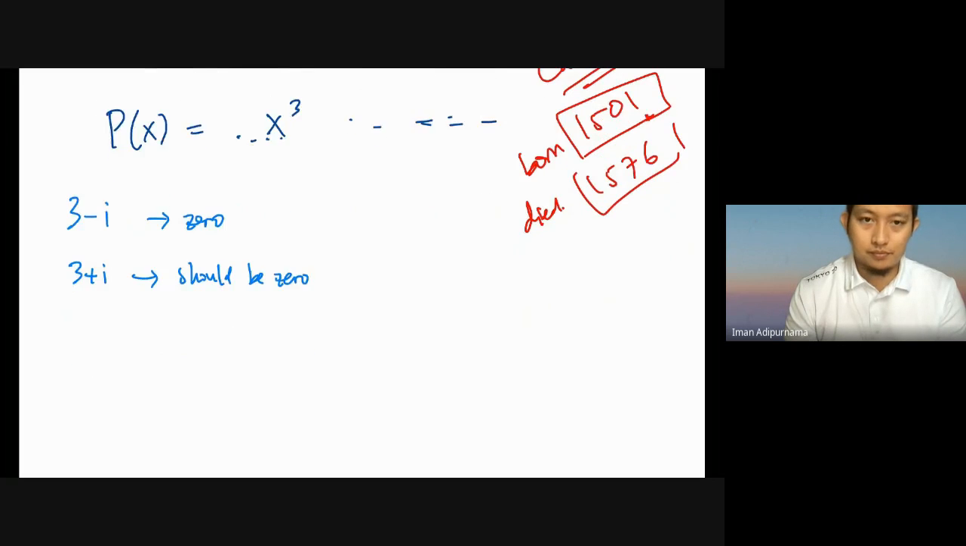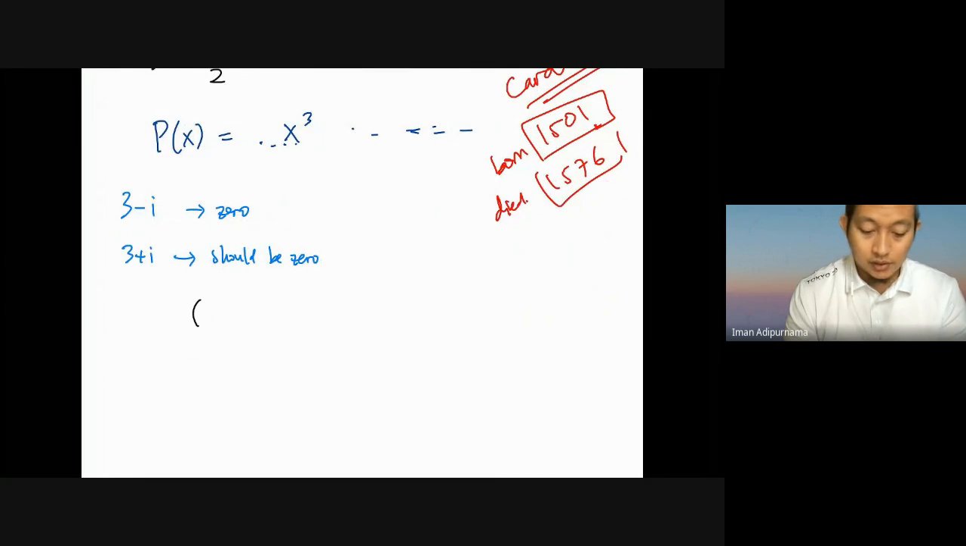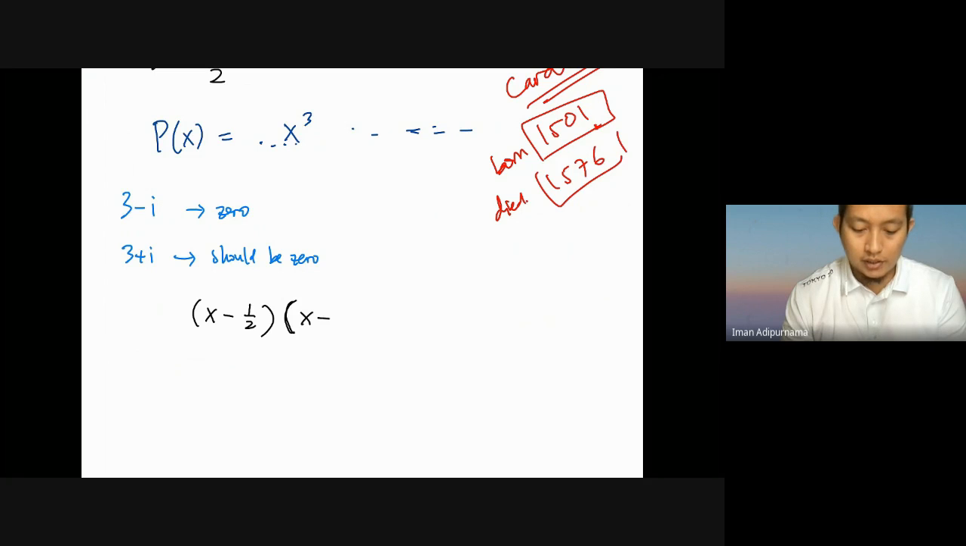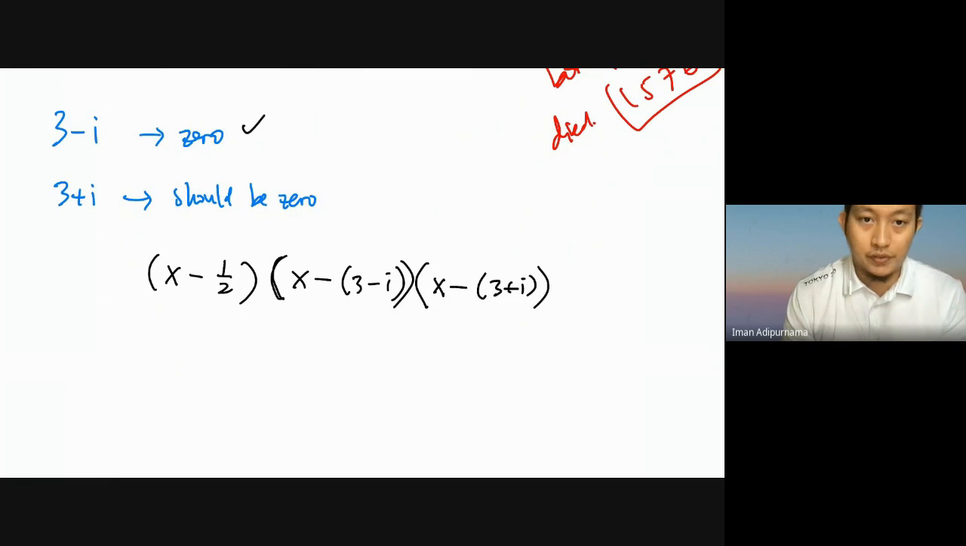So first, our zero is 1/2, so I will write x minus 1/2, okay? And then I will write x minus (3 minus i) for the first one here, and then the second one, x minus (3 plus i). Then let's simplify, expand and multiply each factor. And I need to write some coefficient at the front here. Let's say a.